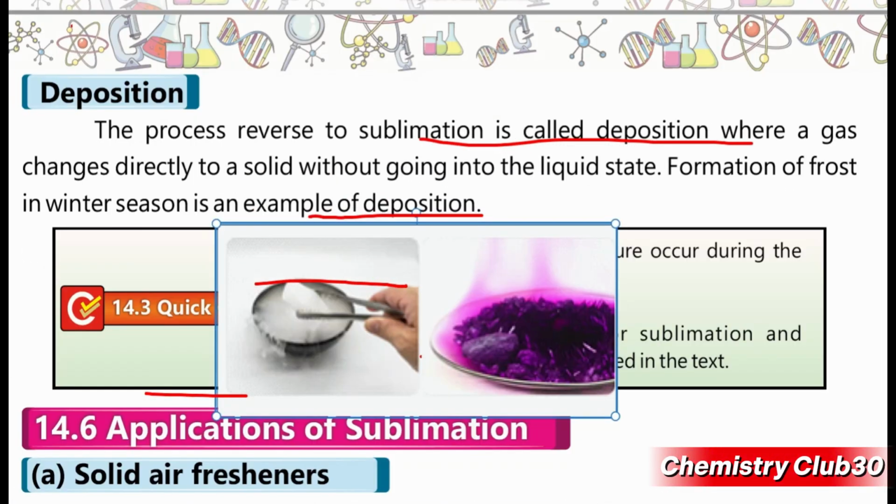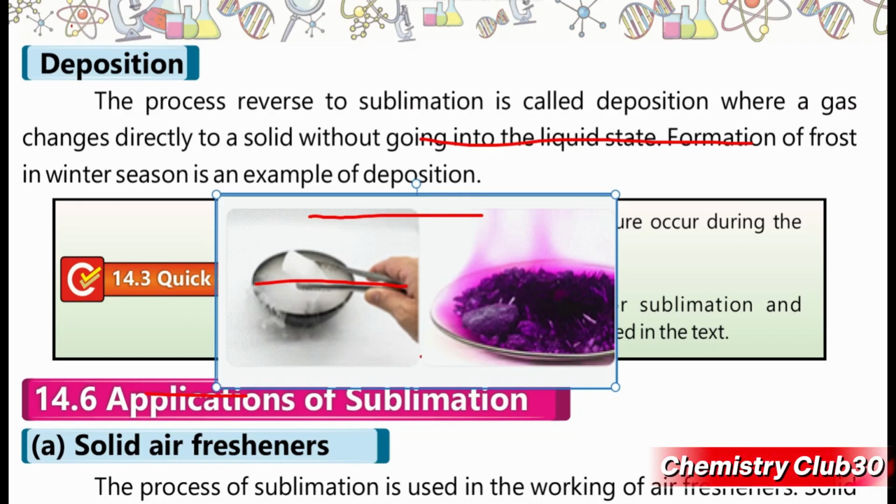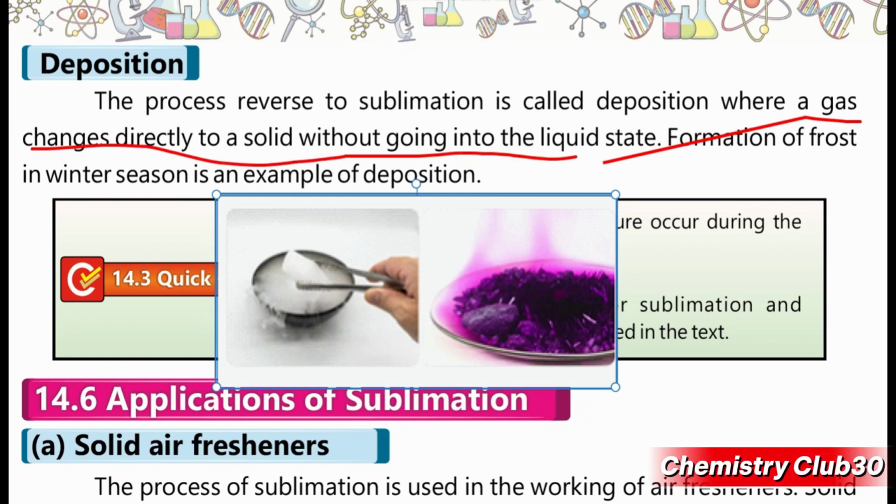So deposition is the inverse of sublimation. The process reverse to sublimation is called deposition, where a gas changes directly into solid without going into liquid state. So in this case, there is a change from gas phase to solid. For example, formation of frost in winter season is an example of deposition.